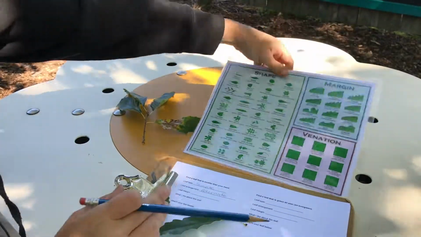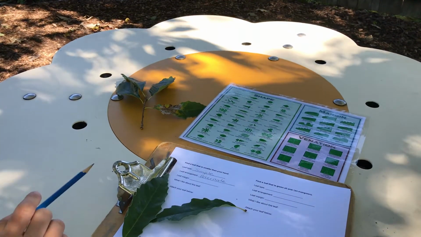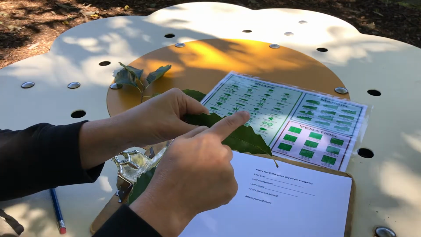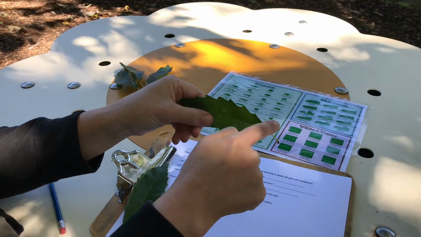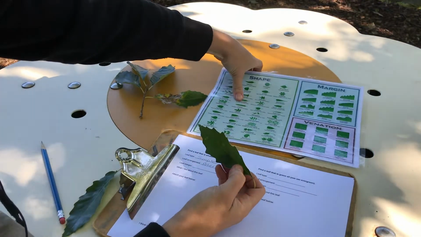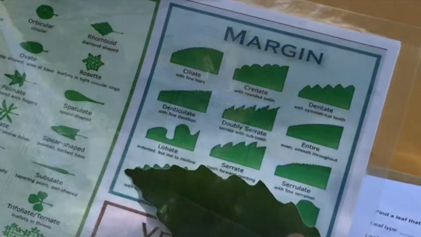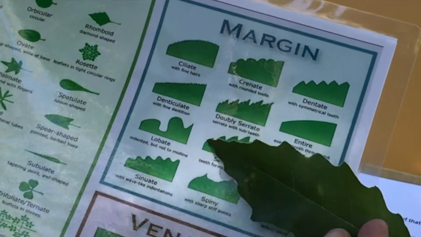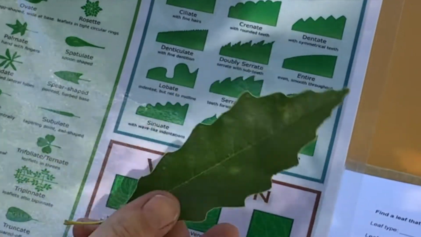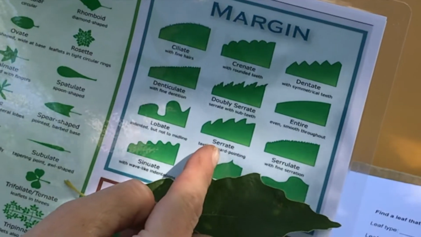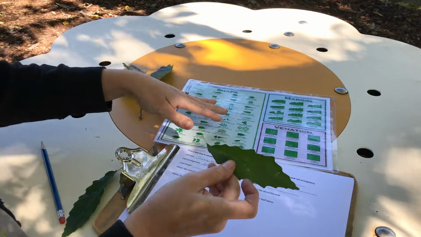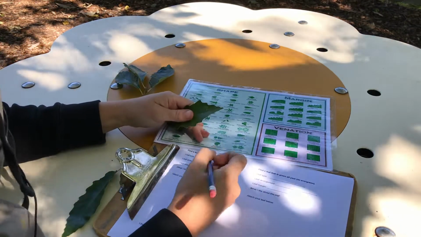So then we're going to turn our sheet over. And the next thing that we're going to take a look at is the margin. The margin on our leaf is the edge. And this leaf I picked because it has a really cool edge on it. I'm going to take my leaf and compare it on my sheet to the different edges of the leaf. And you can see that there's a few different kinds. I think that this leaf right here looks the most like this one, serrate. It says teeth forward pointing. So I think that that's mine. So I'm going to put that on my sheet here.